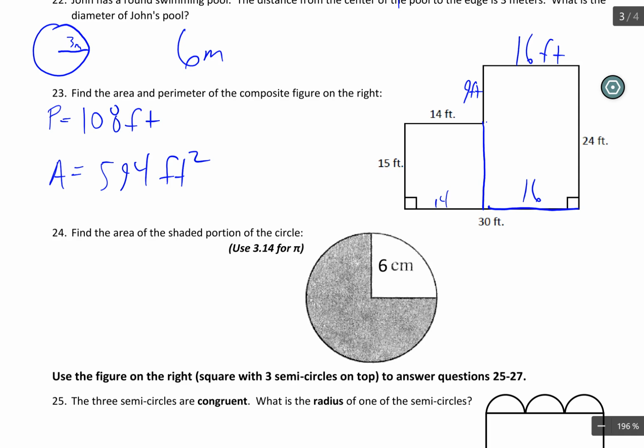So I have a circle with a radius of 6 centimeters. So area equals pi times radius squared. So area equals pi times 6 times 6. So 6 times 6 is 36 times pi. So now I have 36 times 3.14. So 6 times 4 is 24. 6 times 1 is 6, 7, 8. 6 times 3 is 18.